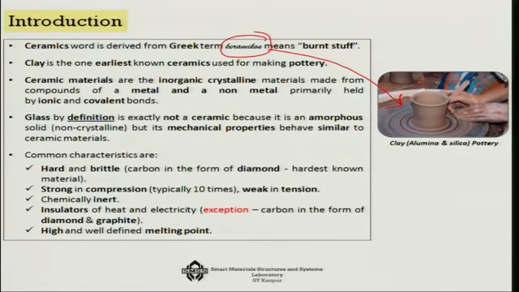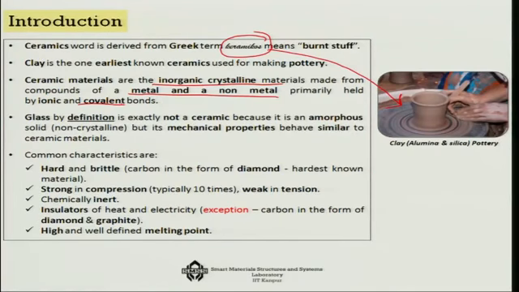Now ceramic materials, by root, are inorganic crystalline materials, that is very important, which are made from compounds of one metal and a non-metal. So if it is a metal non-metal combination, then that type of ceramic generally has ionic bonds, and if it is a non-metal non-metal combination, then it generally has covalent bonds.